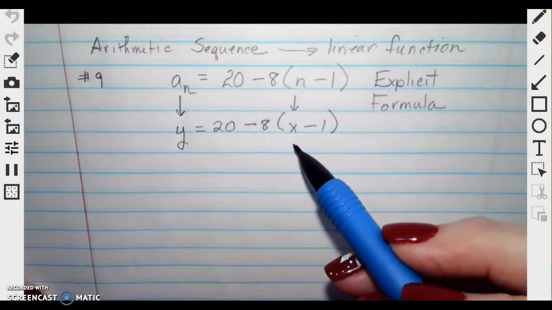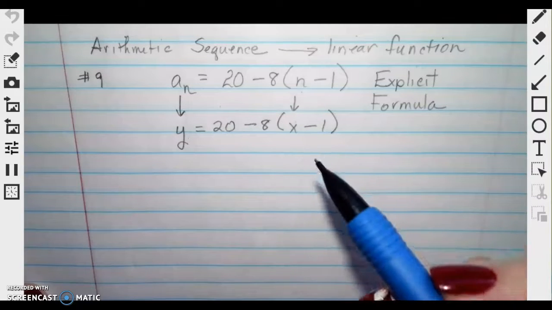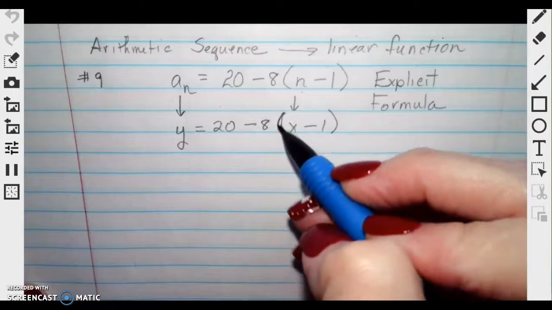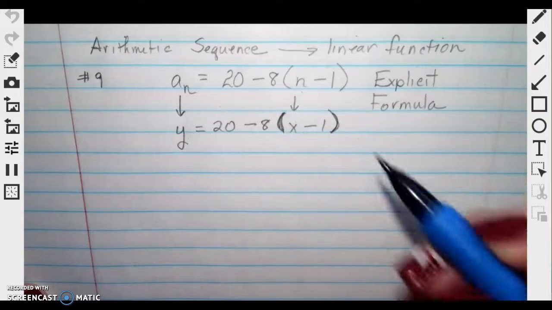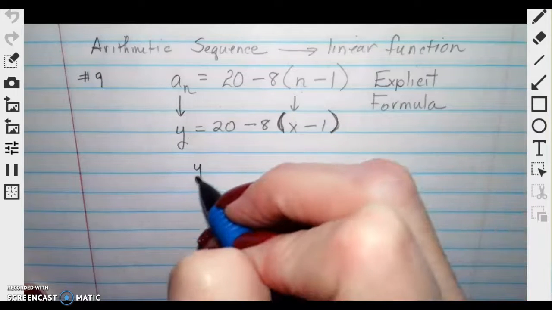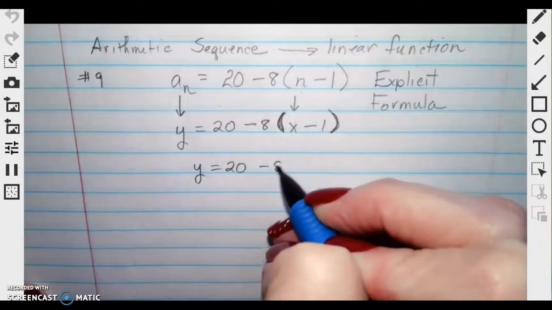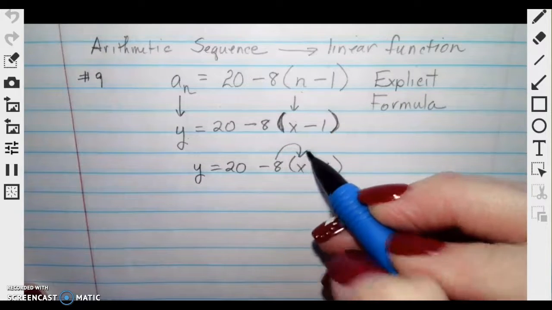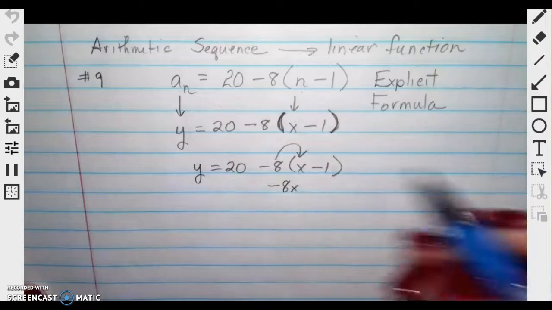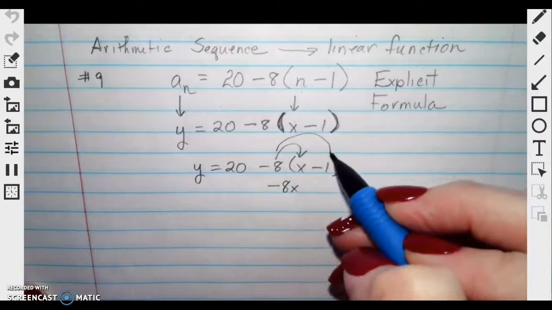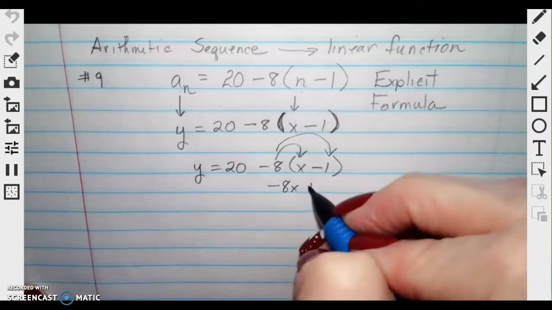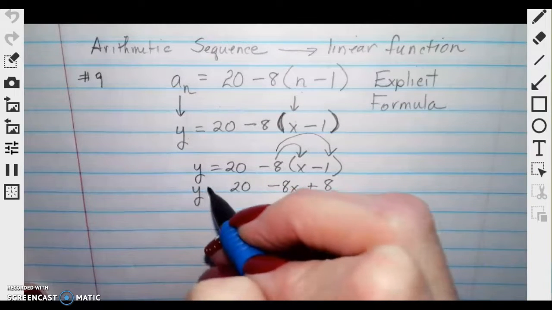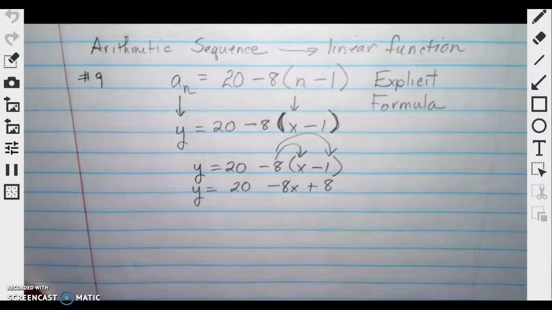So now we have to think about how to clean it up and make it look like what's on the screen. Well, anytime we have parentheses, what should we do first? We should distribute. So let me write this again so we can see. Negative 8 times x is negative 8x, and negative 8 times negative 1 is positive 8, and 20 was just hanging around waiting for us to get finished.